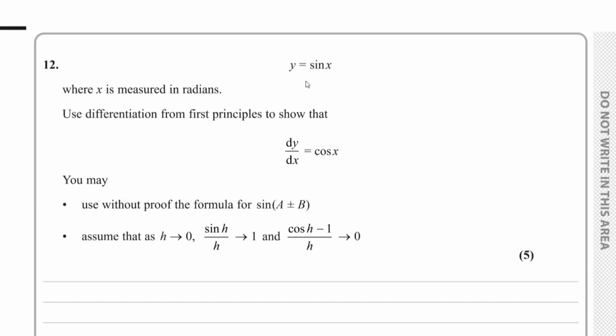Question number 12. We're given that y is equal to sin x, where x is measured in radians. We have to use differentiation from first principles to show that dy over dx is equal to cos x. You may use without proof the formula for the sine of a plus minus b and assume that as h tends towards 0, sin h over h tends towards 1, and cos h subtract 1 over h tends towards 0.